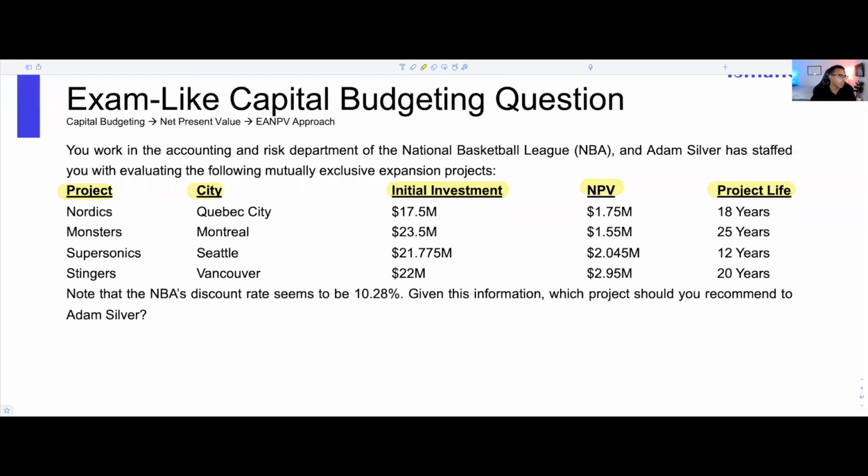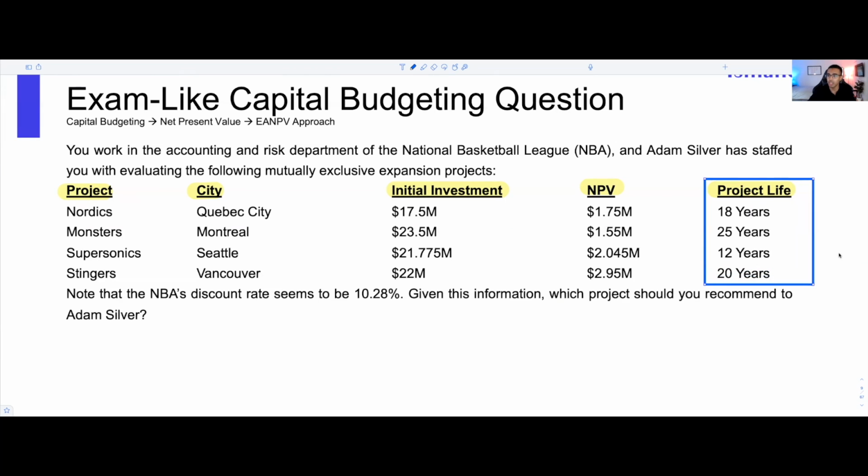Okay, so at first sight, this question looks kind of straightforward, right? You have different NPVs, and you may think that, hey, I will choose the project with the highest NPV, and that's going to be the best project for us to choose. In this case, you would say, okay, well, let's take the Stingers of Vancouver. And then, of course, you would say that the worst project perhaps would be the Monsters of Montreal. But the thing is, we need to look at a very specific portion of this question, and that's the project life. Some projects are going to last longer than others.